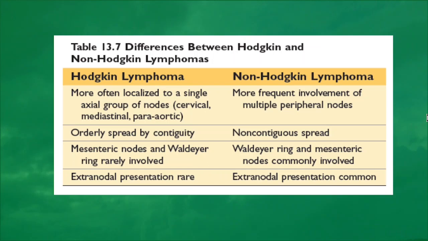Hodgkin lymphoma is most often localized to a single group of nodes. NHL can occur in multiple nodes across the body. Hodgkin has a very orderly and predictable spread, with contiguity, spreading from one group to a nearby group. NHL can spread weirdly all over the body. Mesenteric nodes and Waldeyer's ring, for some reason, are rarely involved in Hodgkin lymphoma, and Hodgkin is almost always nodal. Extranodal presentation is rare. That means it occurs in lymph nodes.